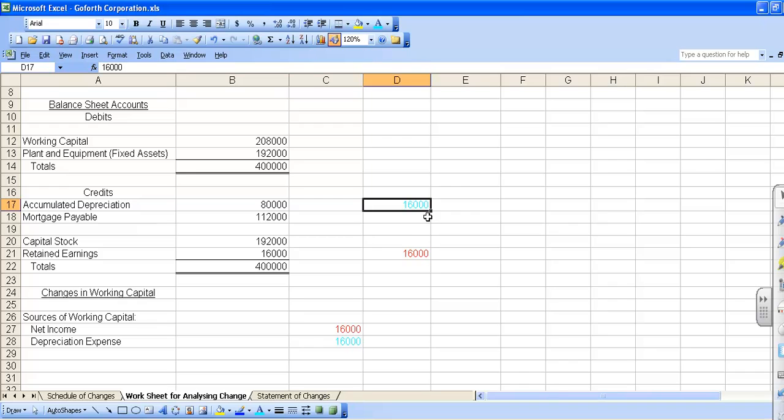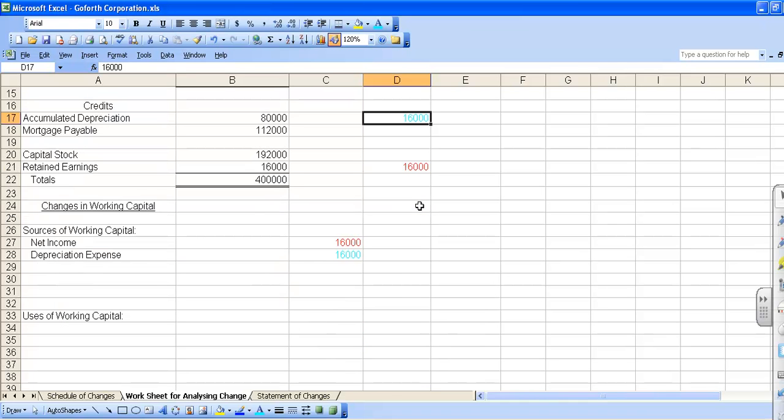Just a reminder, if you have it on the debit on the changes in working capital part, it's going to be on the credit on the top. If you have it on the credit side, then it's going to be on the debit side on the top. Fixed assets were bought for $24,000 is item C. That's a use of working capital. That's how we're using our money. So we bought new equipment.